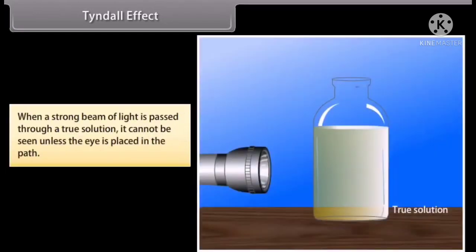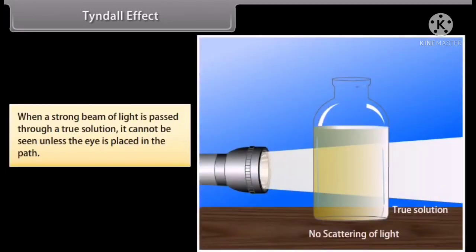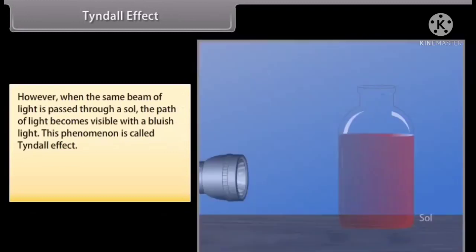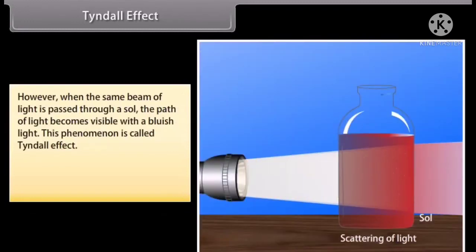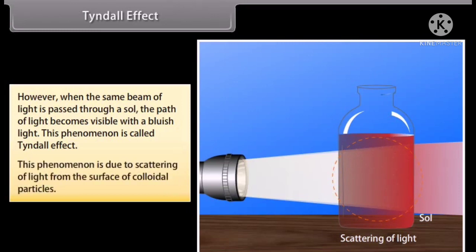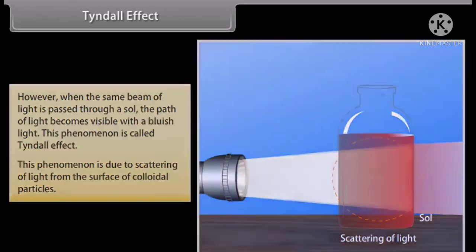Tyndall Effect. When a strong beam of light is passed through a true solution, it cannot be seen unless the eye is placed in the path. However, when the same beam of light is passed through a sol, the path of light becomes visible with a bluish light. This phenomenon is called Tyndall Effect. This phenomenon is due to scattering of light from the surface of colloidal particles.